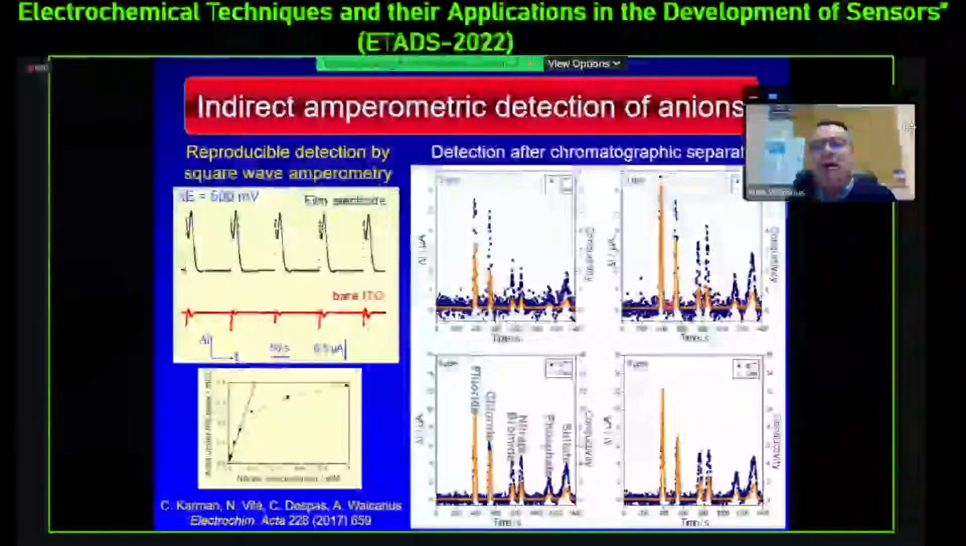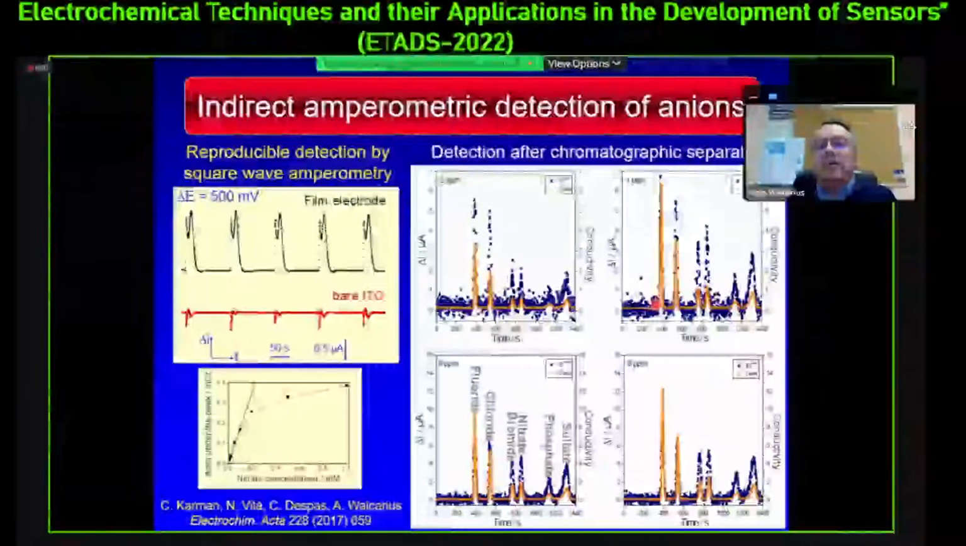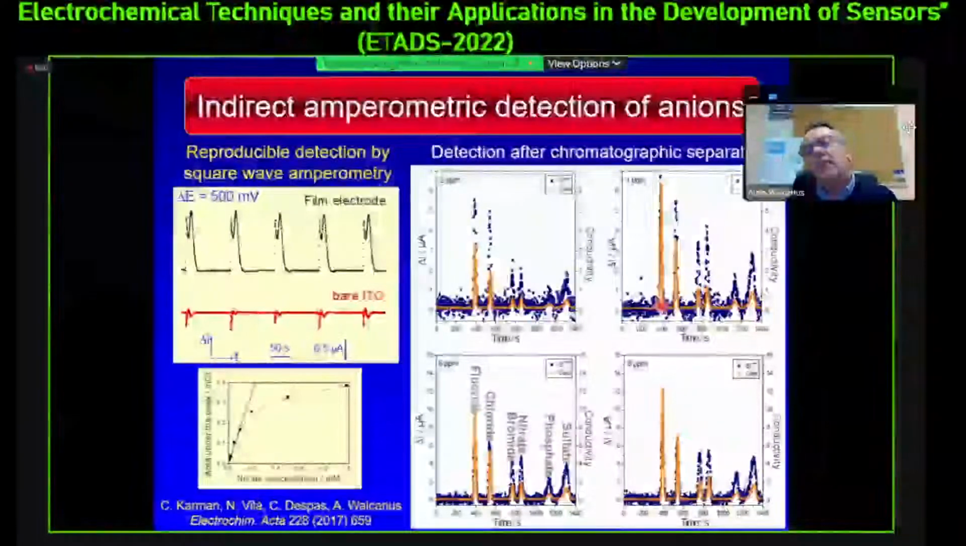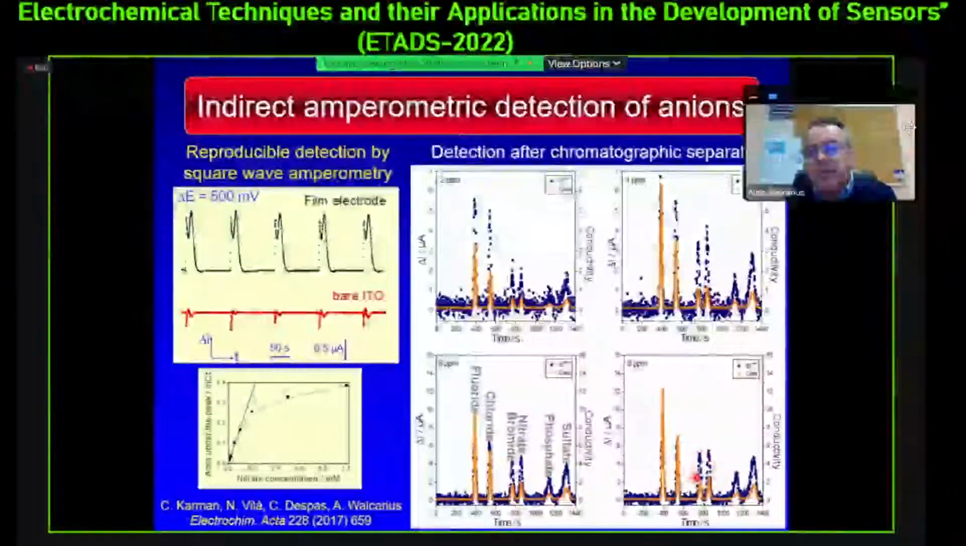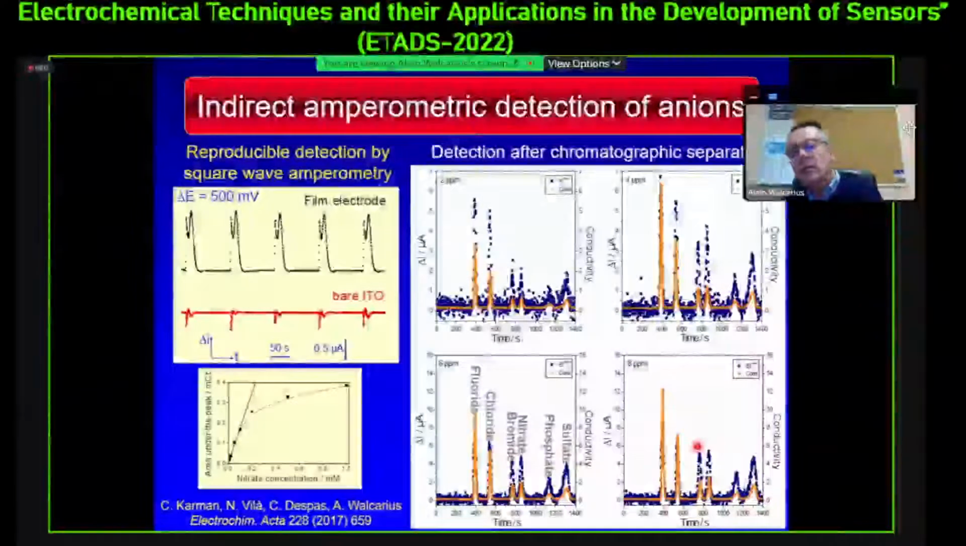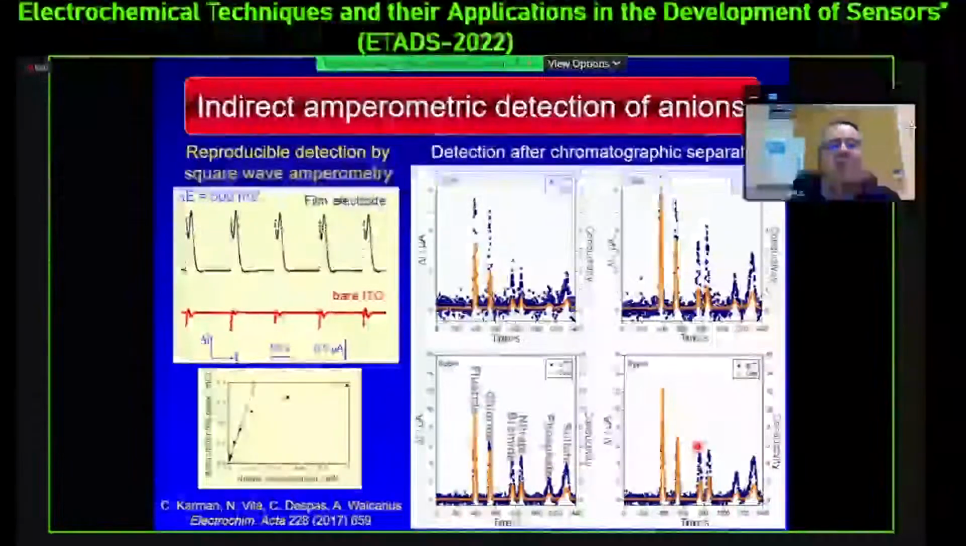But anyway, if you compare with the orange response, which is conductimetry detection, we observe all the peaks, and the response was similar in both cases, yet a little bit more sensitive with the electrode, because in addition to the effect of conductivity, we also have an indirect amperometric response.